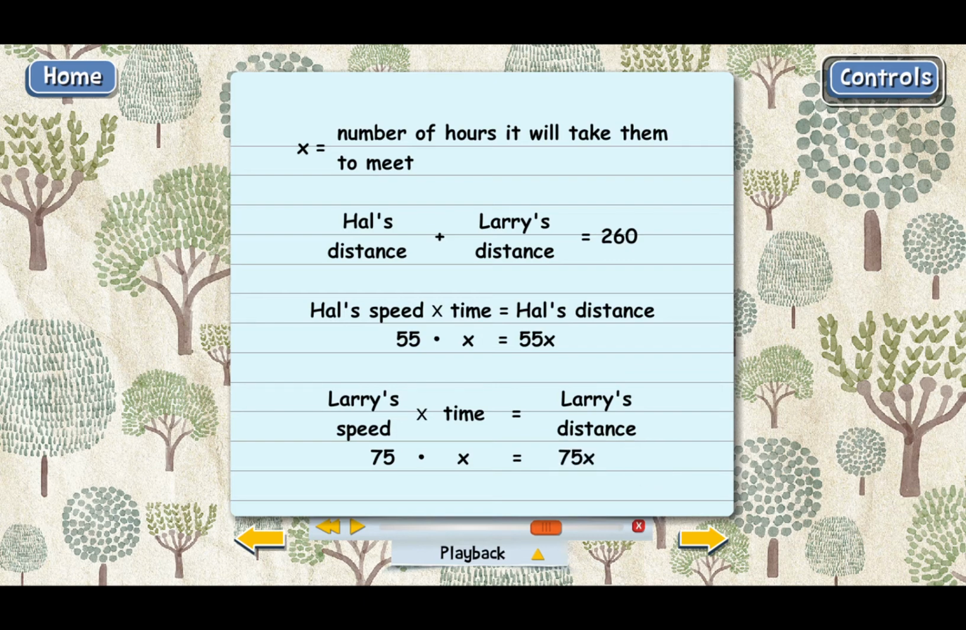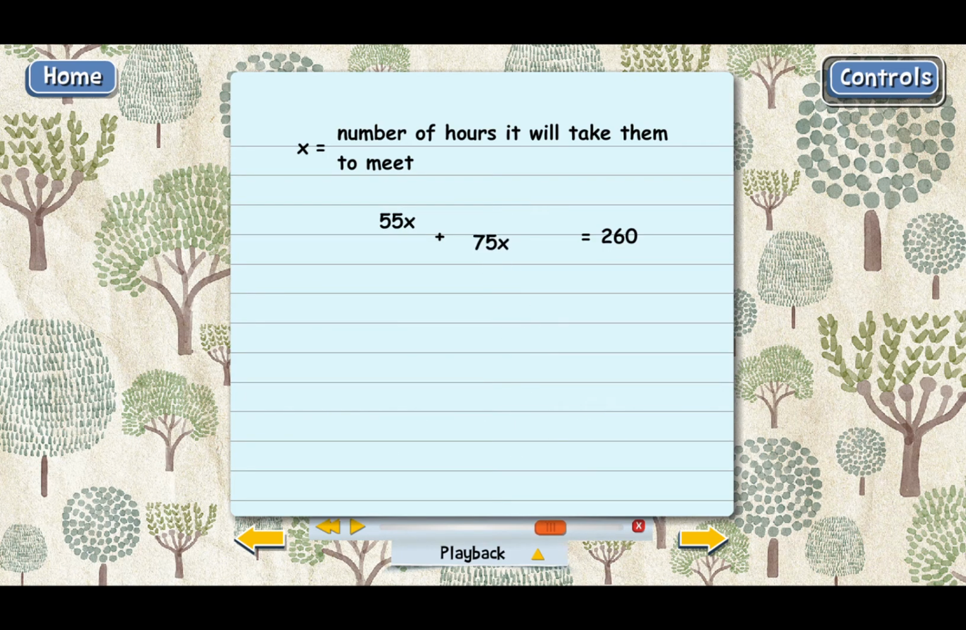Good. We've got 55x for Hal's distance and 75x for Larry's distance, and putting these in gives us the finished equation. And you can see that it's another equation with x's that need to be combined. And you already know how to handle something like this. We've been solving a lot of equations of this type. Why don't you combine 55x plus 75x by adding their coefficients? Go ahead.